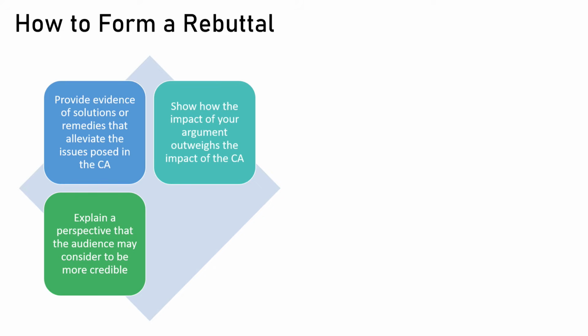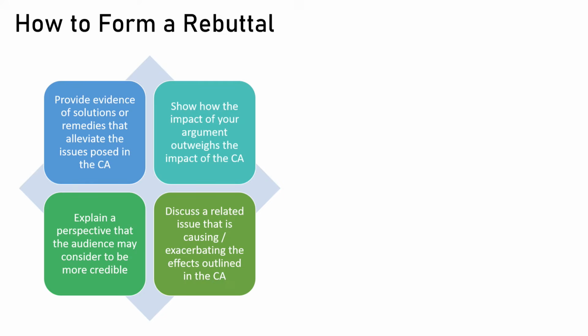If your argument is discussing how electric vehicles can help reduce global warming, you might want to include the perspective of an engineer at Tesla or a climate scientist in order to refute a counterargument. And a fourth way to form a rebuttal is to discuss a related issue that is causing or exacerbating or worsening the effects outlined in the counterargument.